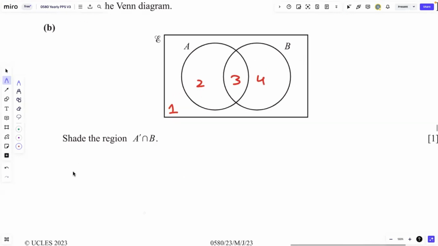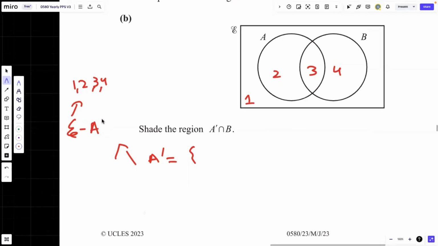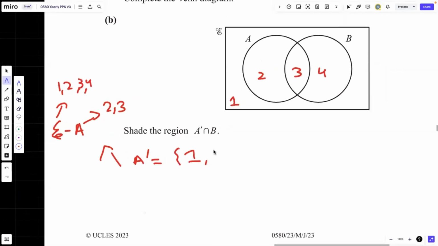Now we need A complement. So what should be A complement in this? The complement of A would mean universal set minus A. Now the universal set we have is 1, 2, 3, and 4 because those are the 4 numbers that I put. And the set A would have just 2 and 3. So you subtract 1, 2, 3 minus 2, 3, you'll be left with 1 and 4. A complement would mean everything else in the universe except the set A, so that's 1 and 4.